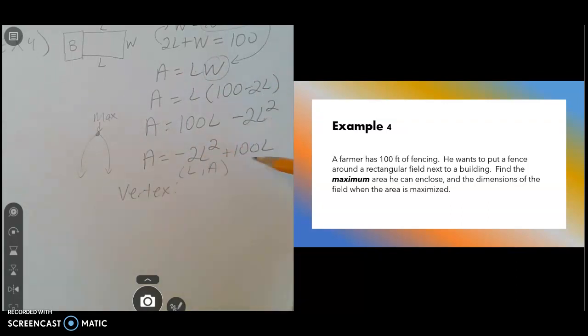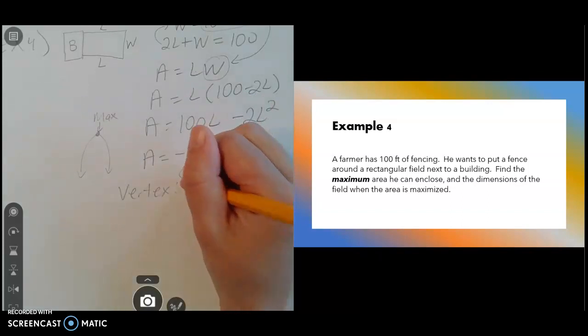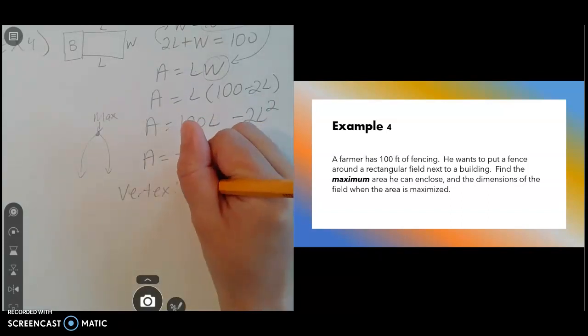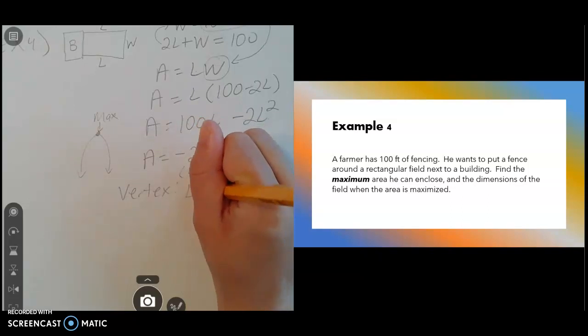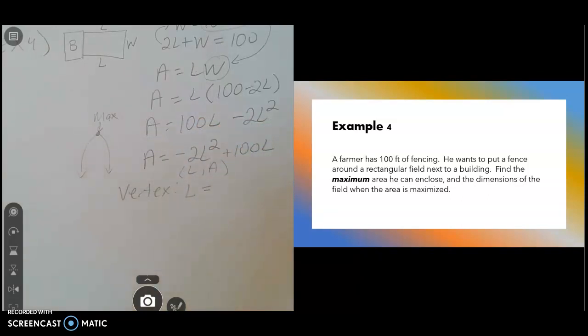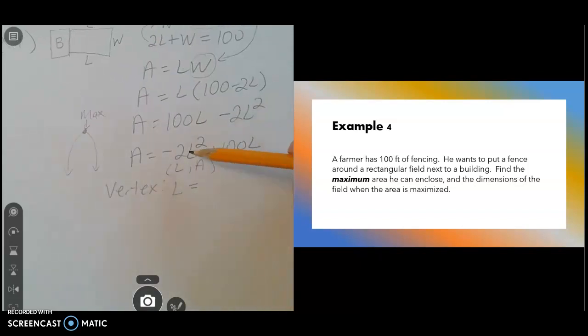What my variables are and where they are going to be in my point here. My vertex, let's see, my x value, or my L value in this case, is equal to negative b over 2a. Well, we don't even have a c, in case you were wondering. We have an a value of negative 2, we have a b value of 100, and our c value is 0. We don't have a plus anything at the end.